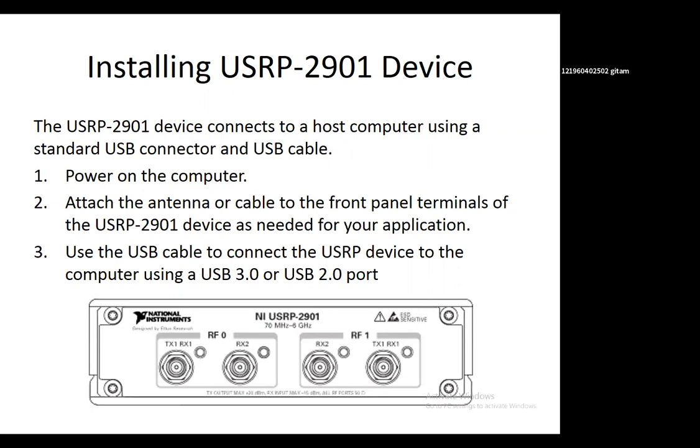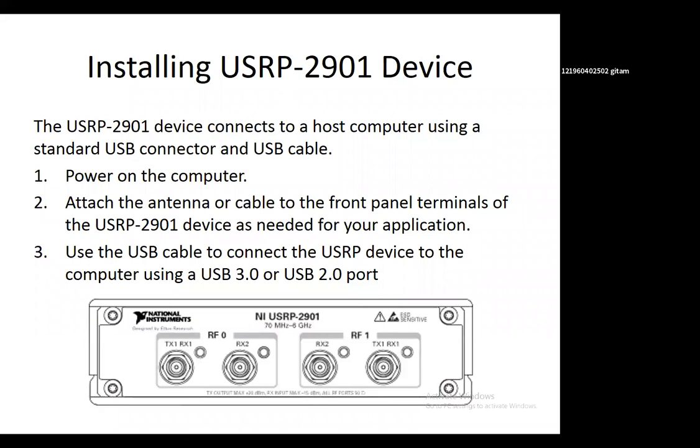For the hardware installation section, to install the USRP 2901 device, first we have to power on the computer and we have to attach the antenna. In the front panel view of the USRP 2901, you will have two different channels, RF0 and RF1, and every channel has one transmitter and the other is the receiver section. So we need to attach the antenna or SMA cable to the front panel terminal of the USRP 2901, as per our application.